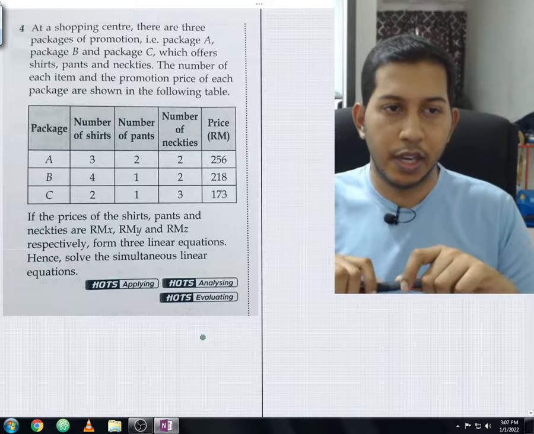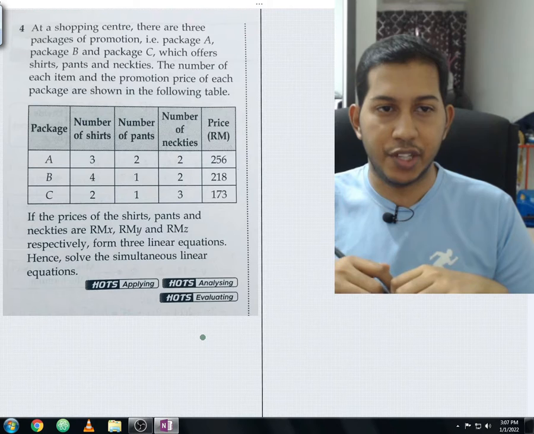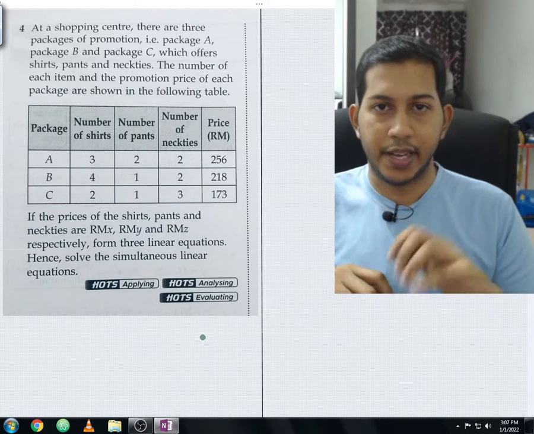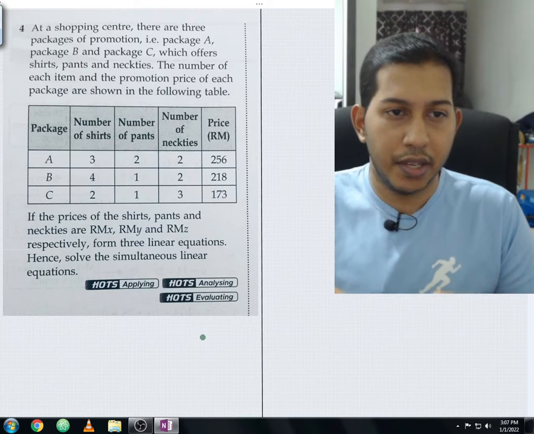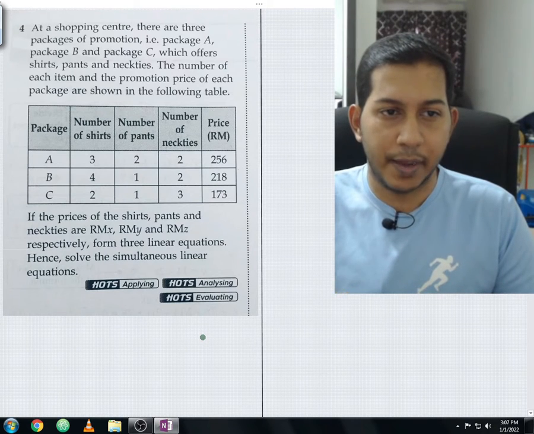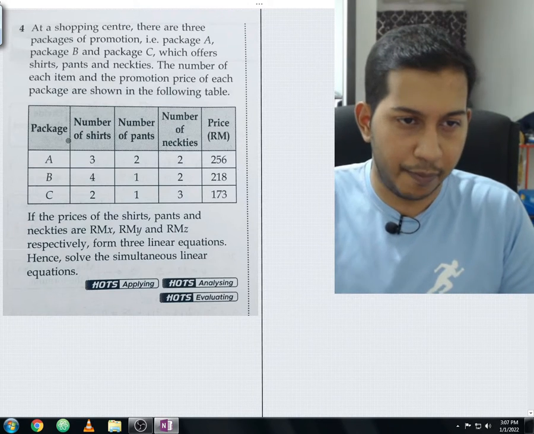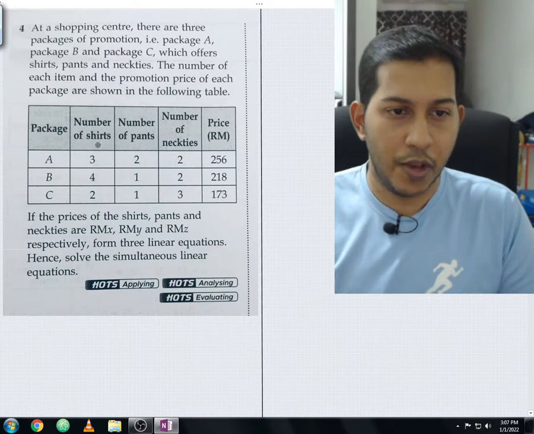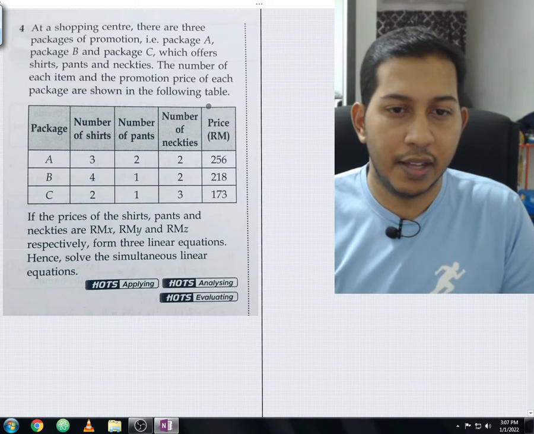Let me read the question now. At a shopping center, there are 3 packages of promotion, that is package A, package B and package C, which offers shirts, pants and neckties. The number of each item and the promotion price of each package are shown in the following table. So as you can see here, you have package A, B and C, where you have the number of shirts, number of pants and number of neckties, and with the respective price.